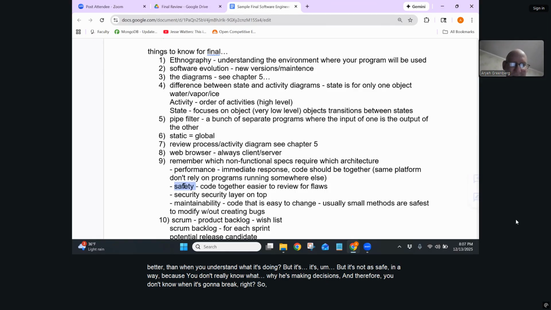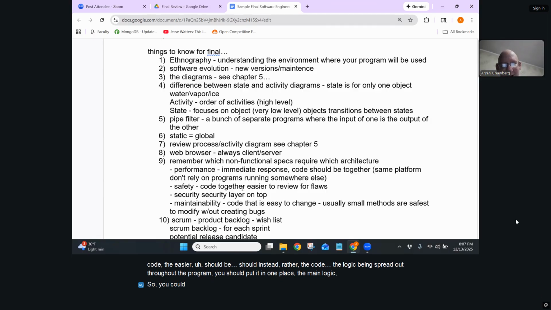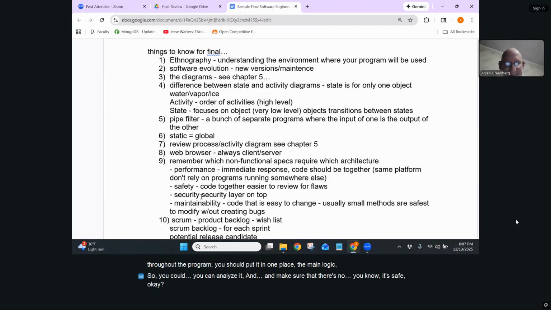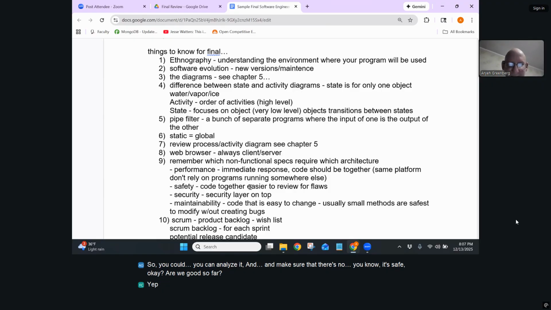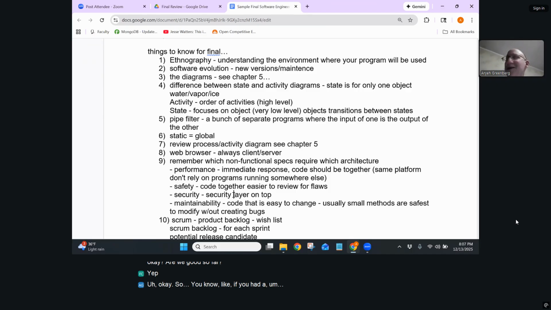So they recommend that, rather than having the logic spread out throughout the program, you should put the main logic in one place, so you can analyze it and make sure that it's safe. Okay? Are we good so far? Yep. Okay.